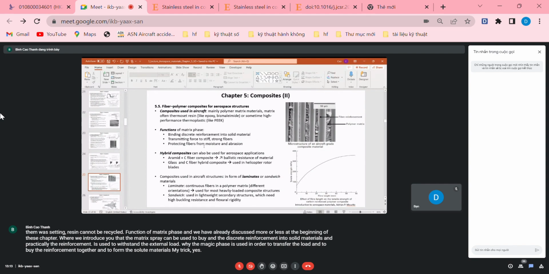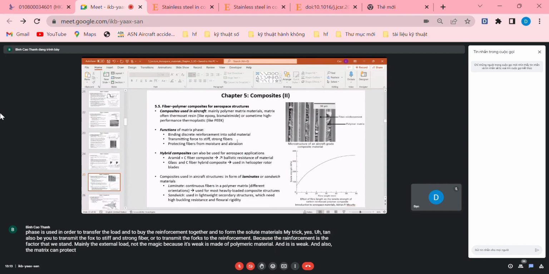Matrix can also be used to transmit the force to stiff and strong fiber, or to transmit the force to the reinforcement, because the reinforcement is the factor that withstands mainly the external load, not the matrix, because it's weak. It's made of polymeric material and is weak.